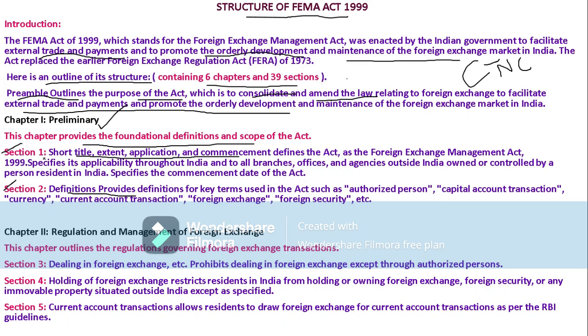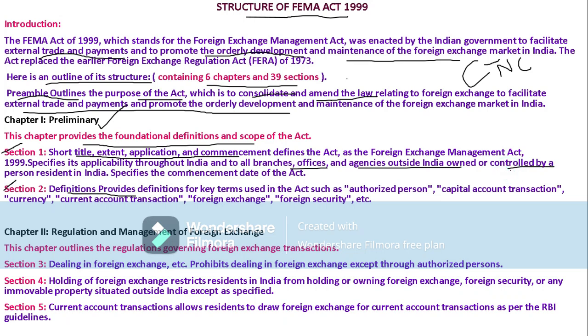Okay, and if we see section 1, it means short title, extent, application. So the FEMA Act, which means Foreign Exchange Management Act, is the short title. Application means it applies all over India along with Jammu and Kashmir. It specifies not only applicability throughout India but also to the branches, offices, agencies outside India owned or controlled by persons resident in India.